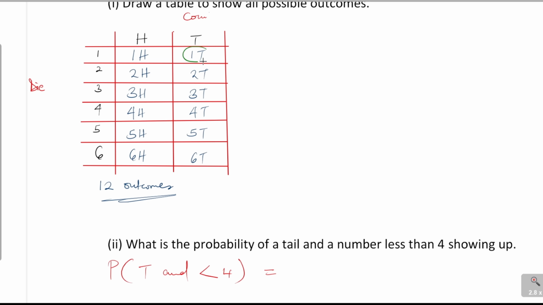There is a 1 and a tail. Then we have 2 and a tail. And then we have 3 and a tail. So we want where there is a tail and a number less than 4 showing up. Those are the only ones that I can see: 1 and a tail, 2 and a tail, then 3 and a tail. 4 and a tail, 5 and a tail, 6 and a tail will be more. We need a number less than 4. So those are the 3 outcomes. The probability will be 3 out of all the total outcomes, which is 12, and this simplifies to 1 over 4.